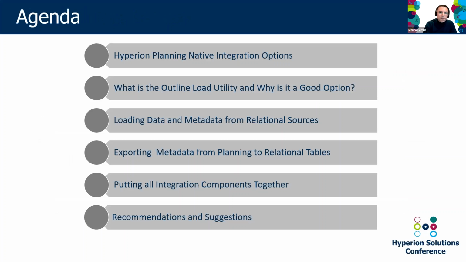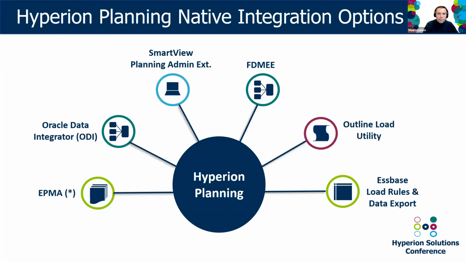All right, what I'm covering here today: I'm going to talk a little about what options we have for Hyperion Planning integration, and also what the outline load utility is and why it is a good option for us. Later I will show how we are going to load data and metadata from relational sources, how we are going to export metadata from planning into relational sources, and how we are putting all of these elements together. And finally, some recommendations for you to succeed using the outline load utility for your integrations. So let's start with the first part.